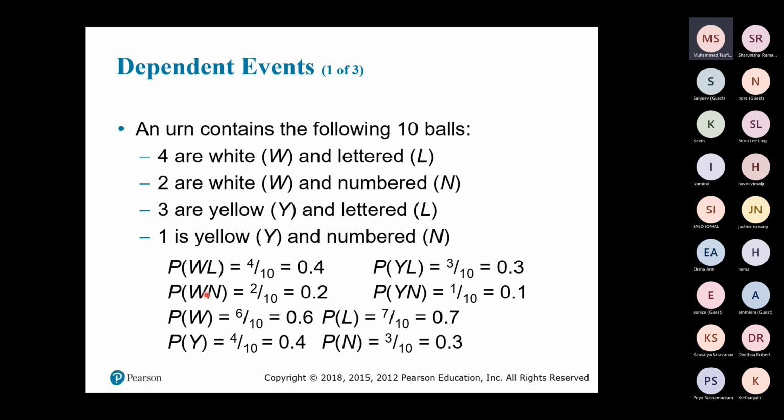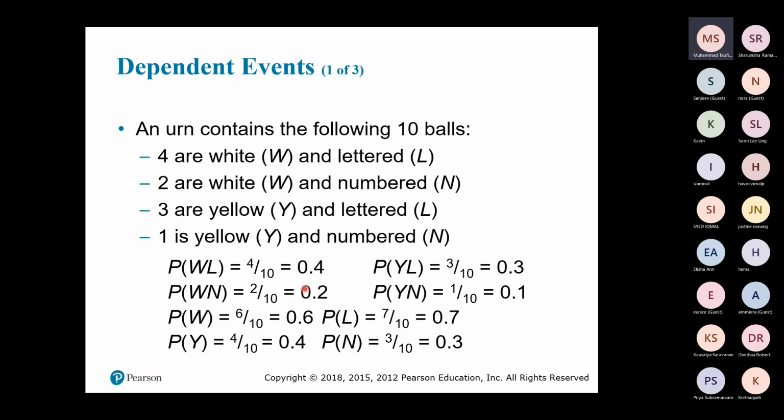The probability of getting a white ball and numbered is 2 balls out of 10, so the probability value is 0.2. And then the probability of getting a yellow ball and numbered. Yellow and numbered is only 1 ball, so the probability is 1 out of 10, or 0.1.